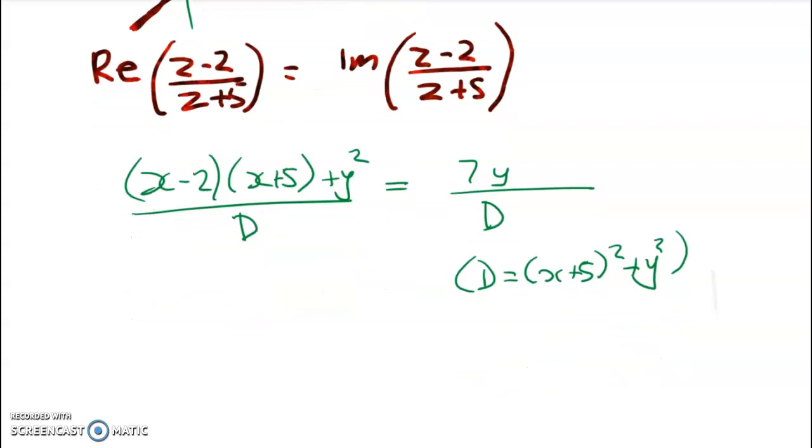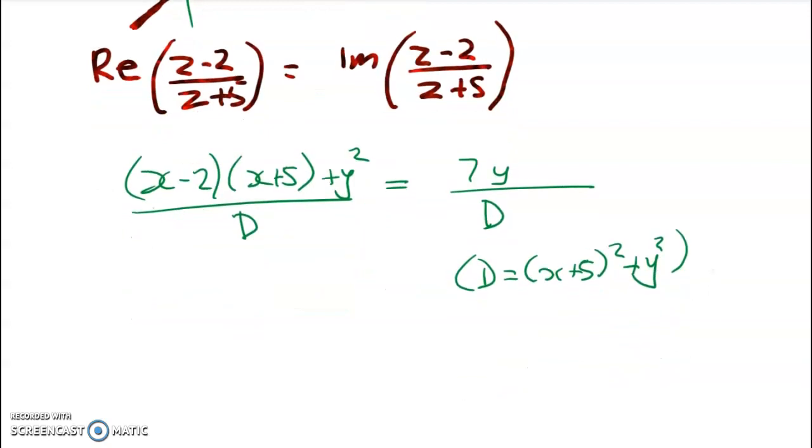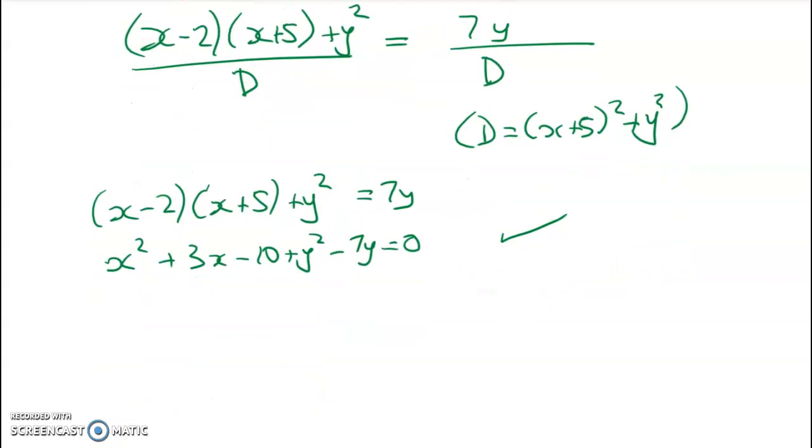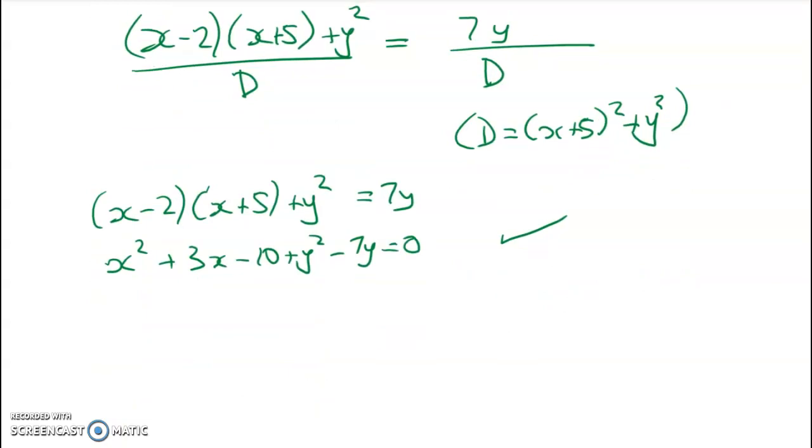So we can times both sides through by the denominator. And now we've nearly finished for the purposes of a level 3 excellence tick. So we've got this. Expanding gives me x squared plus 3x minus 10 plus y squared minus 7y is equal to 0. Okay, so that's the tick for that.